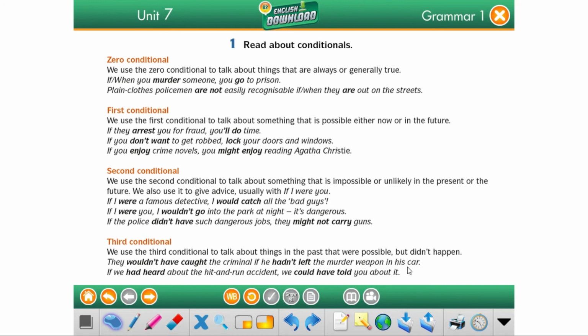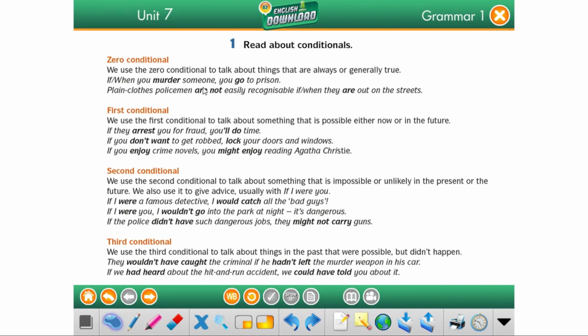And we use could or would have in the main clause. That means that we are using present perfect simple and would. So, they wouldn't have caught the criminal. So I use would have, that is my auxiliary for the present perfect simple, and my verb in past participle.